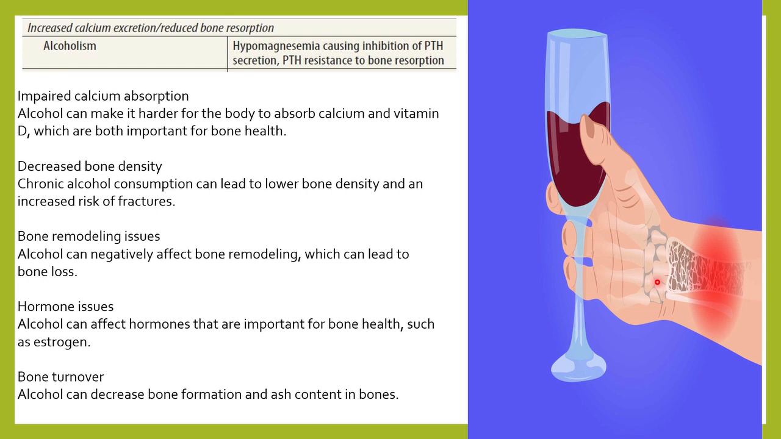Alcohol also causes issues with the remodeling of the bones, and causes hormonal changes that affect bone health, such as estrogen. Alcohol can affect estrogen levels, and estrogen is very important for maintaining bone health and bone density. That is why bones can get weakened if you are consuming a lot of alcohol. It also affects bone turnover and bone formation. So increased consumption of alcohol can lead to decreased calcium level in the serum.